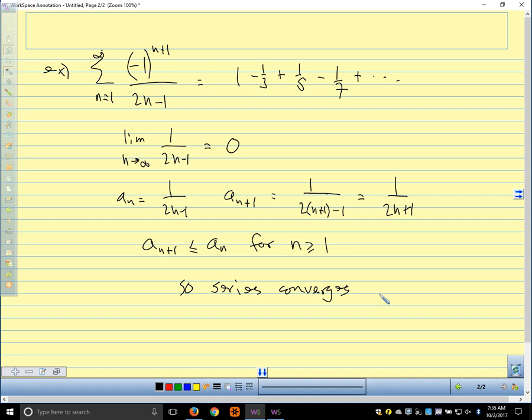Well, what about the second condition? The second one, both have to be true for the series to converge. So if either one doesn't hold, then the series does not converge. And divergence. Right.